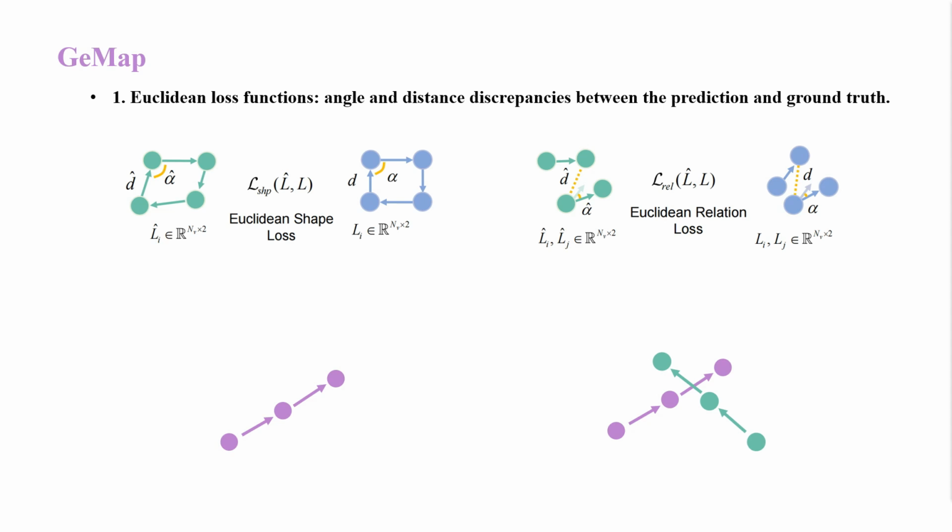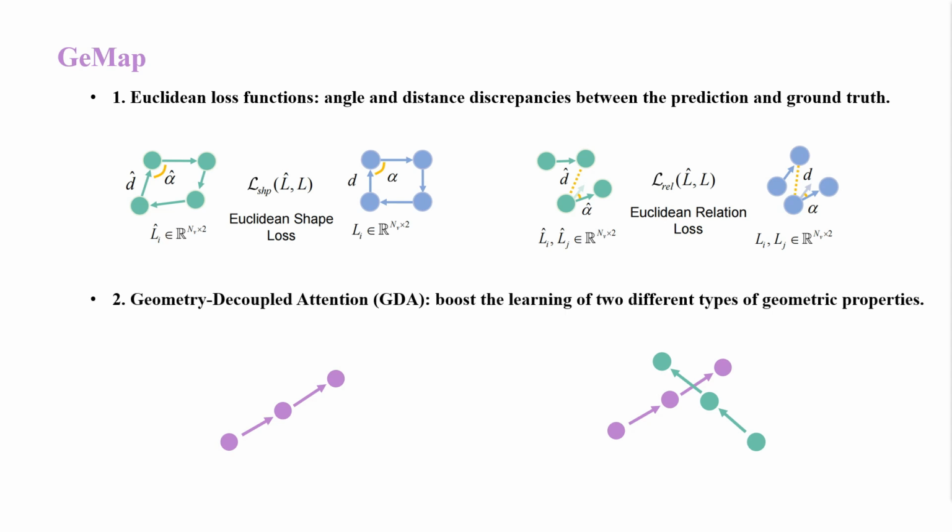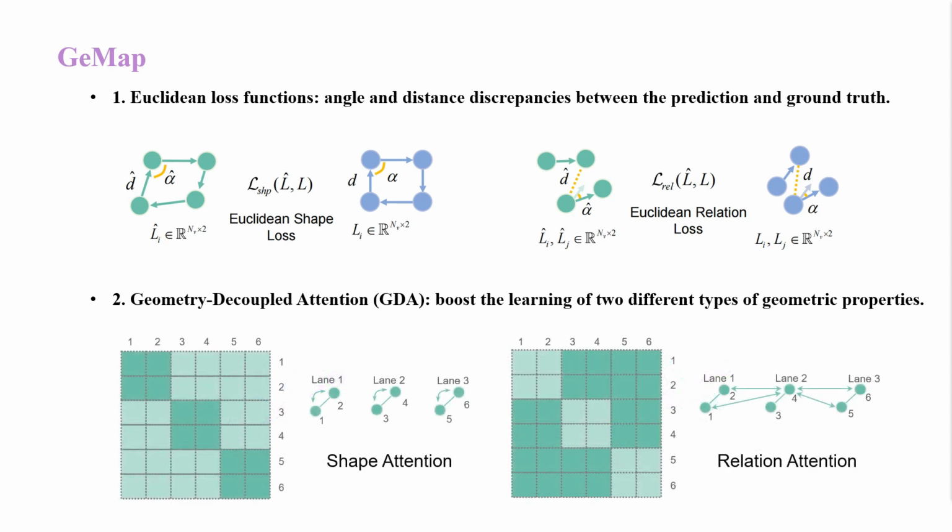Additionally, due to the existence of two different geometry properties, shape and relation, we also adjust the attention module to form geometry decoupled attention. We use shape attention between points within a single instance and relation attention between points of different instances. Decoupling these two types of attention facilitates learning various geometry properties.